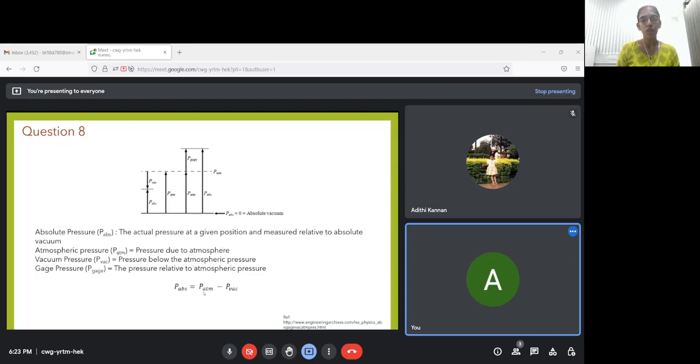So P absolute is equal to P atmospheric minus P vacuum. This is visible from the diagram. So P absolute is equal to P atmospheric, that is the total, minus P vacuum. So this is the correct relation, and the answer to this question is option B.